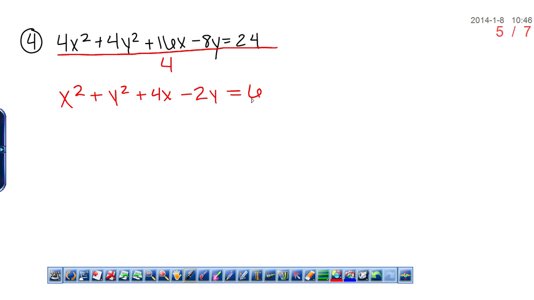Okay. Now we've got to get it organized so that we can start completing the square. So what did I tell you we had to do? Yeah, get your x's together and get your y's together. Be careful with your signs. So this would be x squared plus 4x, and we'd have plus y squared minus 2y is equal to 6.